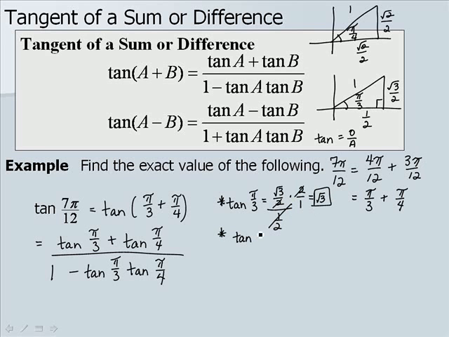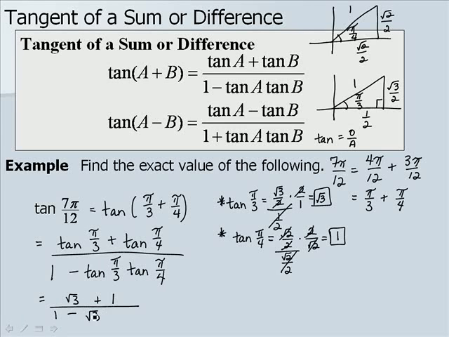And if I want to do the tangent of pi over 4, I'll get the square root of 2 over 2 divided by the square root of 2 over 2, or simply multiplied by 2 over square root of 2. Now all of these will cancel each other out and give us 1. So when we're working this out, tangent of pi over 3 was square root of 3 plus 1 over 1 minus the square root of 3 times 1. So we end up with the square root of 3 plus 1 over 1 minus square root of 3.